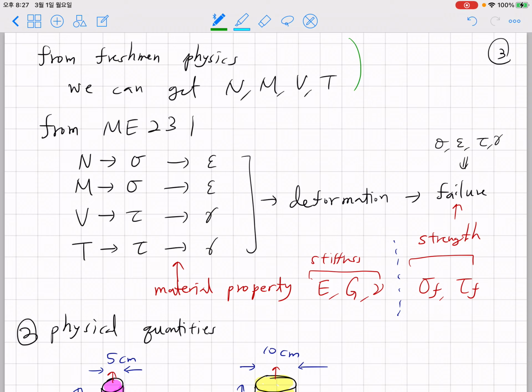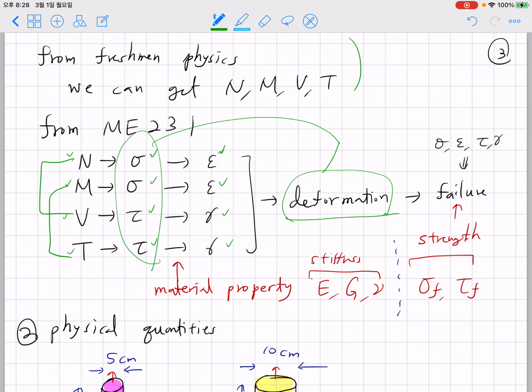In addition to this knowledge, what you're gonna do in ME231 is, starting from this NMVT, which is two forces and two torques, we'll obtain normal stress, shear stress, and shear stress. And out of this stress, we're gonna obtain so-called strain: normal strain, shear strain, and shear strain. And out of this strain information, we're gonna obtain the deformation of the entire macroscopic structure. And out of this deformation information and this stress information, we'll predict failure of the body.